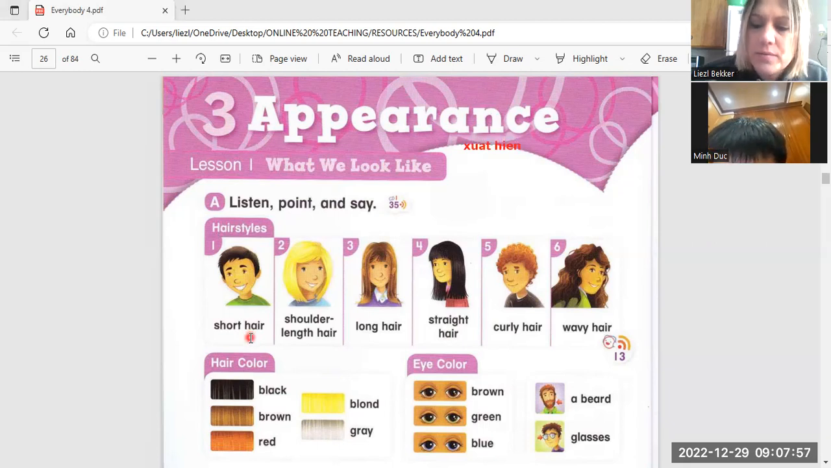Short hair. Shoulder length hair. Shoulder length hair, so shoulders, okay. Long hair. Straight hair. Curly hair. Wavy hair. Okay, what's number two?